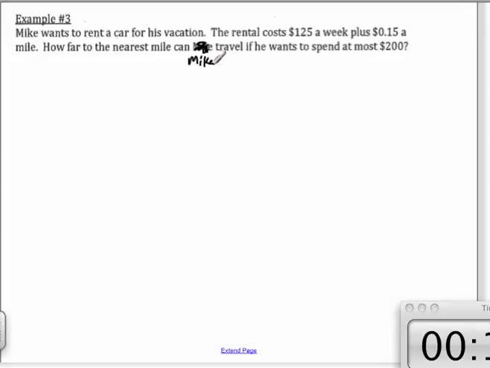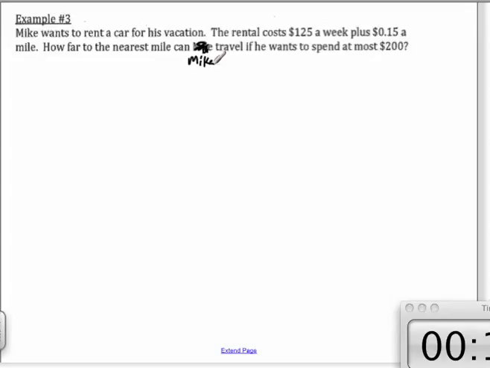How far to the nearest mile can Mike travel if he wants to spend at most $200? Now, what does at most imply to us, Ben? Less than or equal to, right? Okay, so we'll get to that in just a minute. But what are we looking for here? Or what would we like?